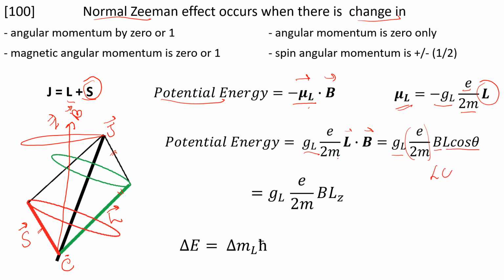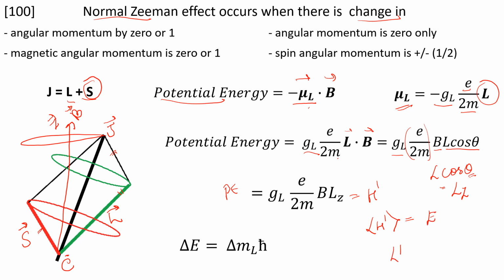And what is this L cos theta? L cos theta is nothing but L Z, because the angle between L and this Z, that is the magnetic field direction, is theta. So L cos theta is L Z. Now this is the potential energy that we have. This is nothing but the perturbed Hamiltonian caused due to the perturbation by the magnetic field. So perturbation energy is nothing but the expectation value of the perturbation or perturbed Hamiltonian, which is nothing but energy E.